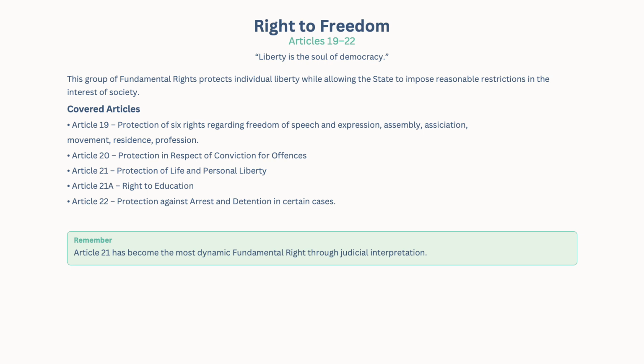In Article 19, we have protection of six rights regarding our freedom: freedom of speech, freedom to assemble, freedom to form associations, freedom of movement, freedom of residence, and freedom to be in any profession. In Article 20, in respect of conviction for offenses, if we're arrested, we have certain protection. In Article 21, we have the right to life and personal liberty. In Article 21A, we have the right to education. Article 22 gives protection against arrest and detention; if you're arrested or detained, in certain cases, you have protection. We will discuss these one by one.